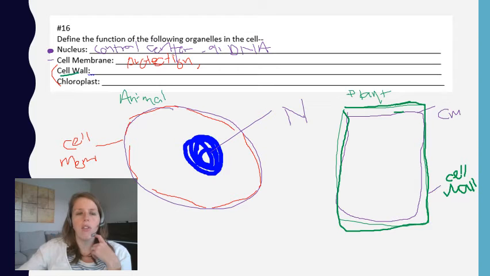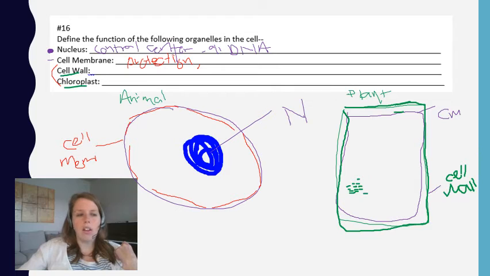Okay, so when you define it, you can say that the cell wall is an extra layer around the cell that helps protect the cell. So it's an extra protector. All right, how about chloroplasts, guys? Chloroplasts are these small green, there's stacks of chloroplasts in the cell. They're kind of stacked up like pancakes.